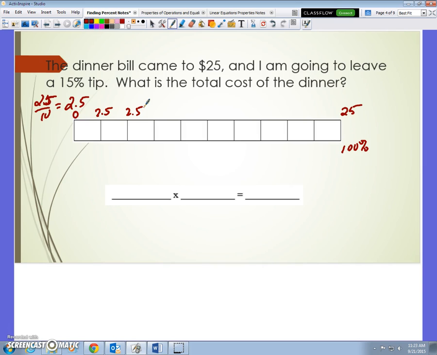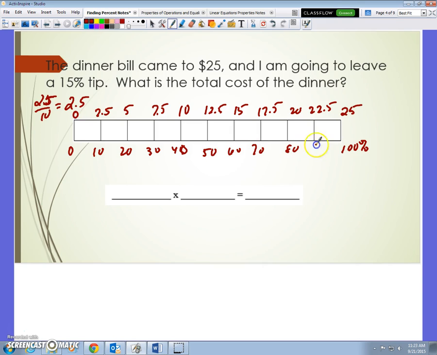That needs to be a 5, 7.5, 10, 12.5, 15, 17.5, 20, 22.5, and 25. Okay. Now, if I want to know 15% of that, in this case, I would have to go, if this is 0, 10, 20, 30, 40, 50, 60, 70, 80, 90, 100, then I would need one section and then half of the next section.